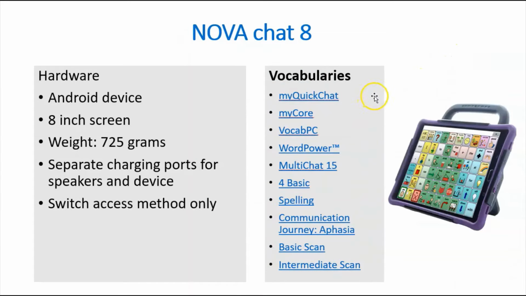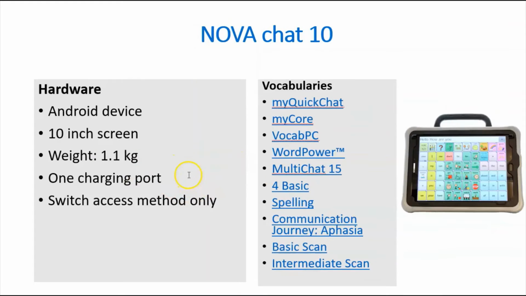Okay, our Nova Chat 8, identical in features, okay, and in vocabs available. So it doesn't have LAMP Words for Life. It weighs 725 grams, which again is very light, but separate charging ports. Okay, it will become more obvious why I'm pointing this out later.